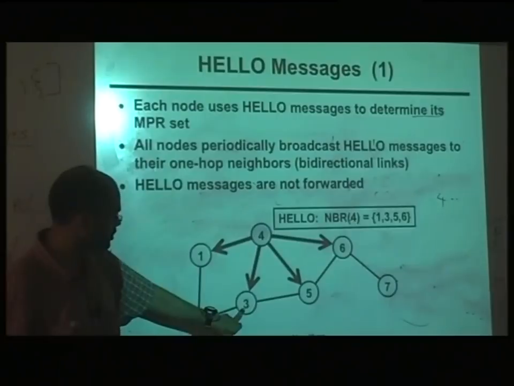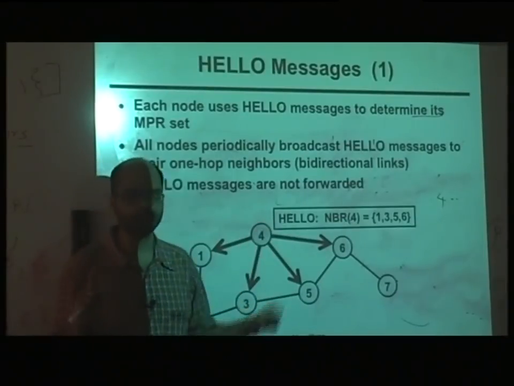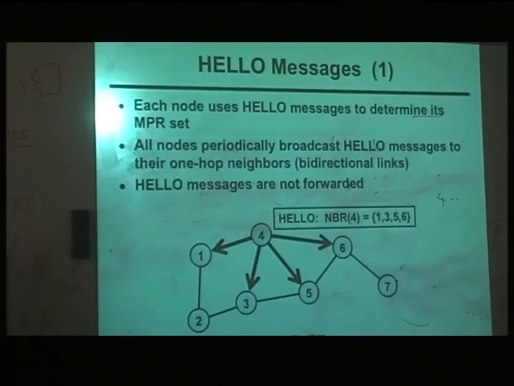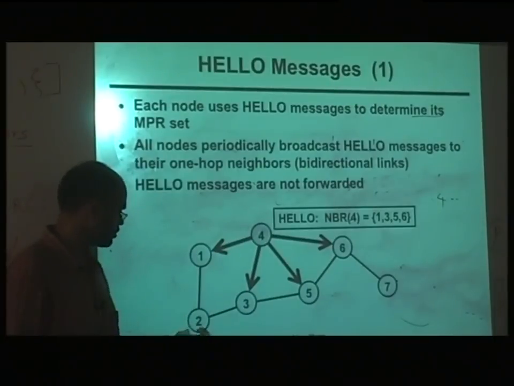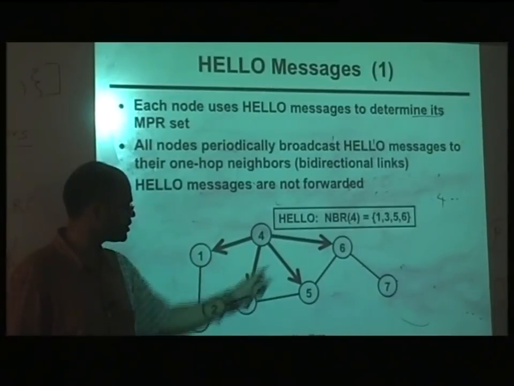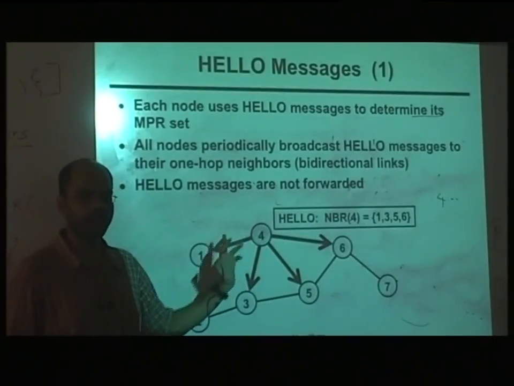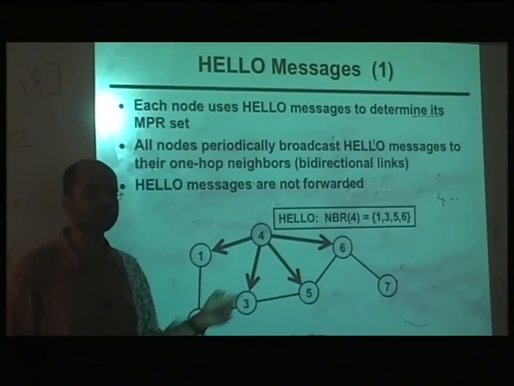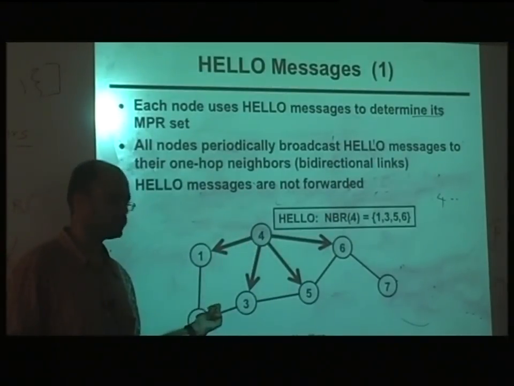That means if 2 says hello, 3 will not forward it to 4. Hello messages are only meant for your range, and only direct neighbors will hear it. 2 hop neighbors will not hear it. So at the end of this protocol, the neighborhood of 4 is 1, 3, 5, 6. How does 4 know about its 2 hops? Remember, in the definition of MPR of N, we talk about something which is 2 hops. How does 4 now know that I am 2 hops from 2?